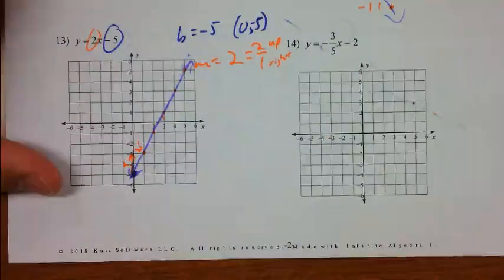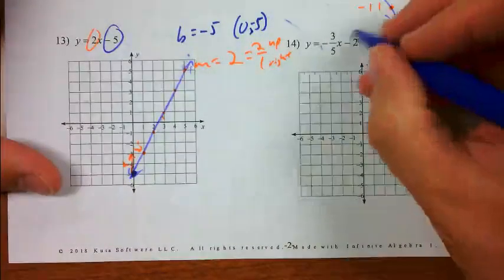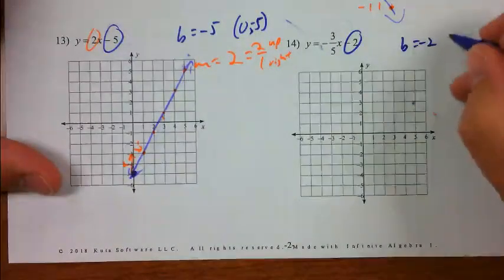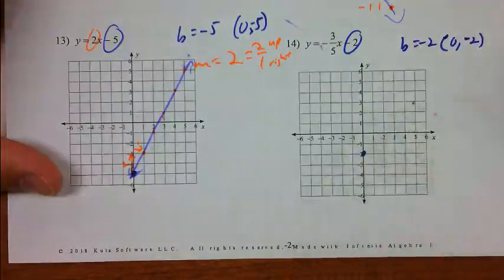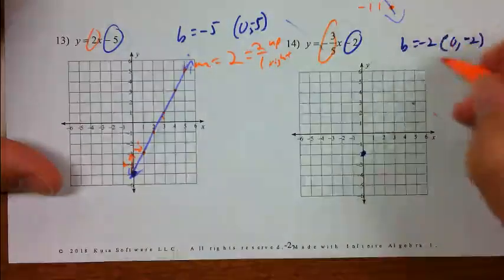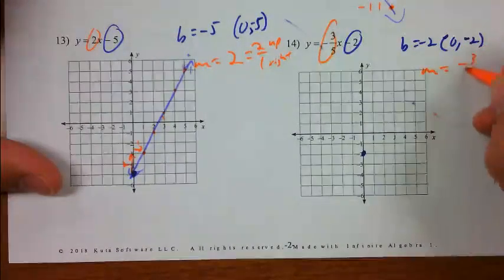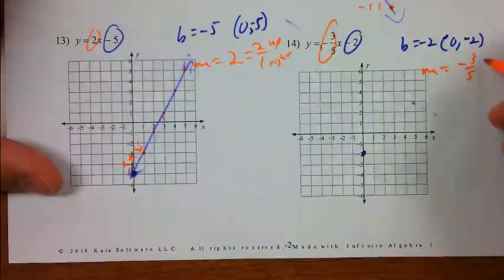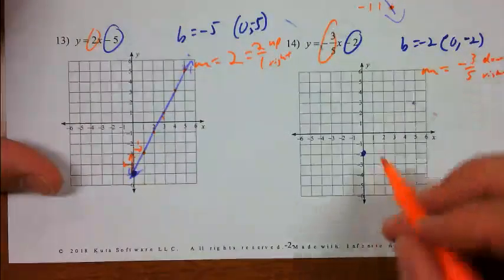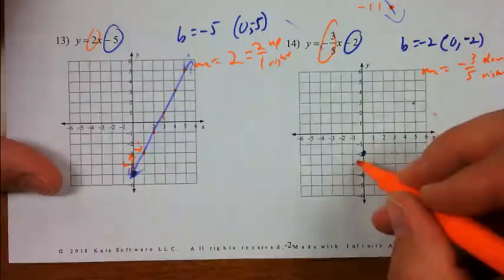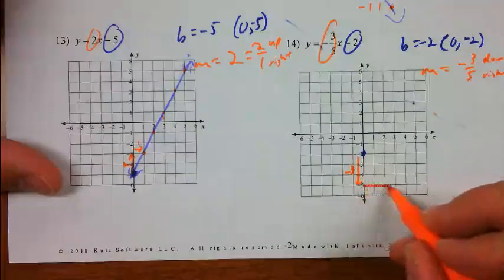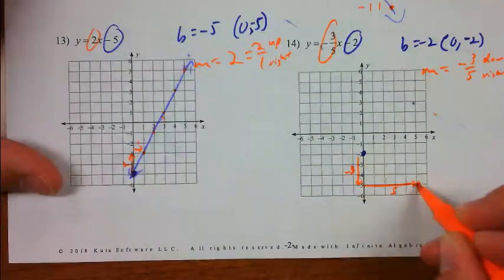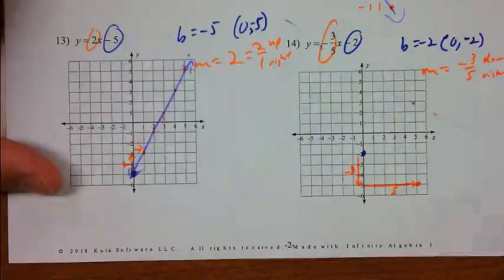And that'd be it. And then again, number 14, same thing. Y-intercept, -2, which would mean that we have a point at 0, -2. And then our slope, -3 over 5. That's telling us we're going down and to the right. So 1, 2, 3. To the right 5. Got a point there. Again, you could stop there if you want to.